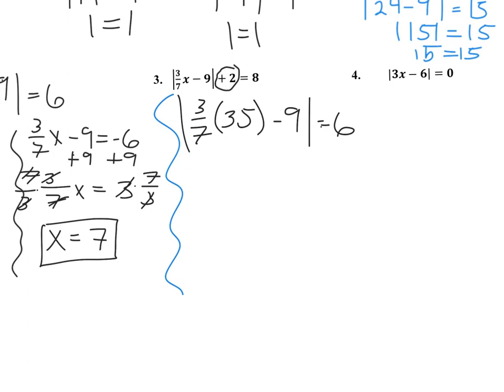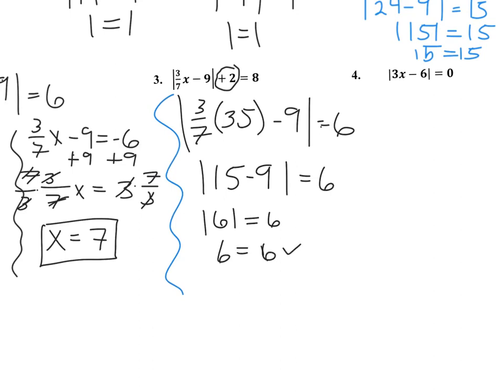And so when we solve for this one right here, 35 divided by 7 is going to be 5, and then 3 times 5 is 15. So we've got 15 minus 9 is equal to 6. And then 15 minus 9, that will be absolute value of 6. And of course, this one works out as well, okay? So that's a good answer. Now let's verify the other one.